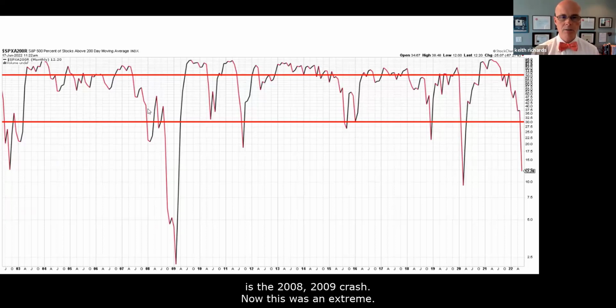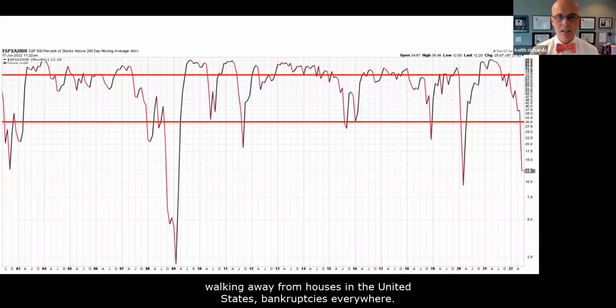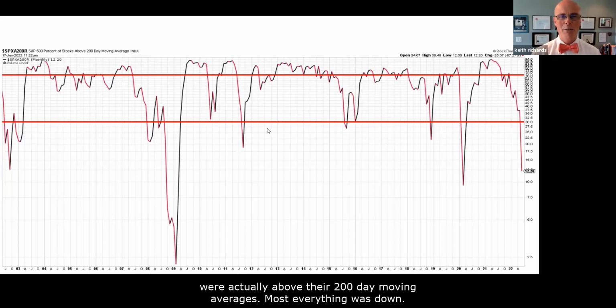This is the 2008-2009 crash. Now, this was an extreme. We were looking at an actual potential for a banking collapse, and there was a shrinking economy, that kind of thing. One of the worst crashes, if not the worst crash in history, with the exception of 1929. People were leveraged, walking away from houses in the United States, bankruptcies everywhere. It was a disaster. So of course, the number of stocks above their 200-day moving averages was at an all-time low, around 2% of all stocks trading on the S&P were actually above their 200-day moving averages. Most everything was down.